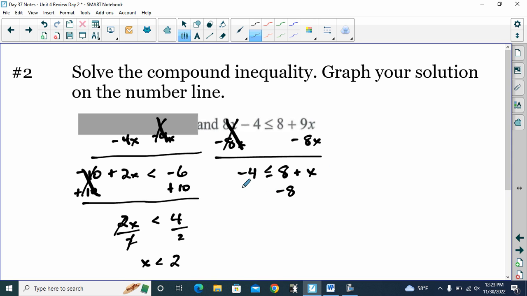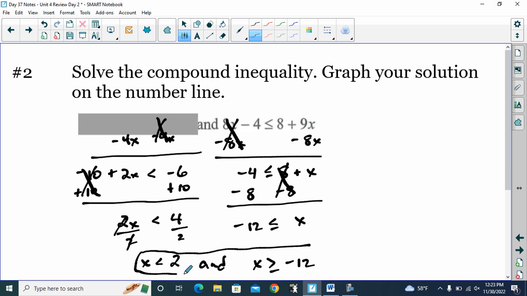Subtract 8 from both sides. Positive x. Negative 4 minus 8 is negative 12. You can either leave it like this, or a lot of times it helps to put the x in the front. And notice the x is bigger, so the x needs to stay bigger. So there's my solution. If you left this second inequality written negative 12 is less than or equal to x, that's fine.